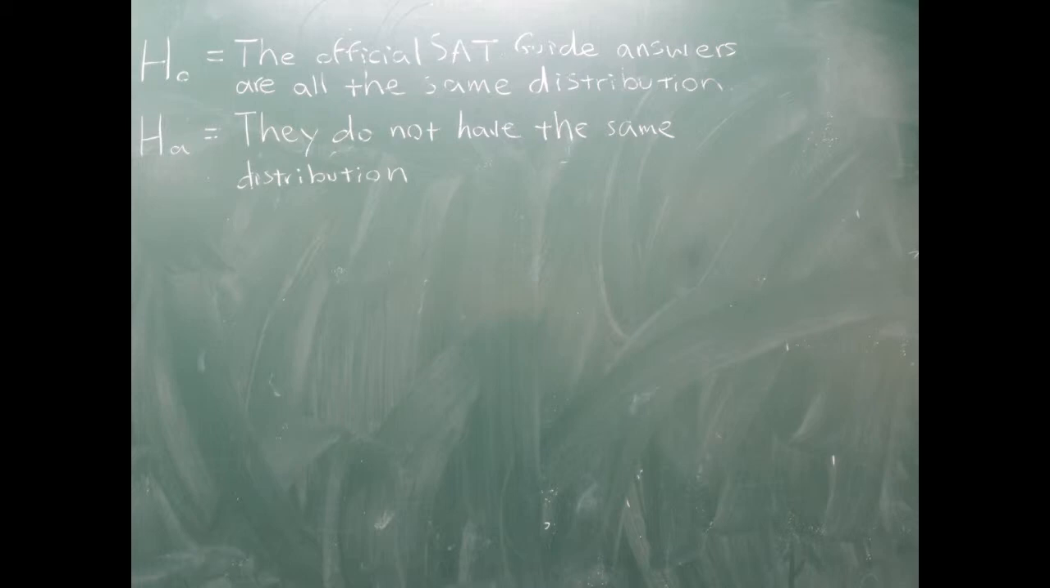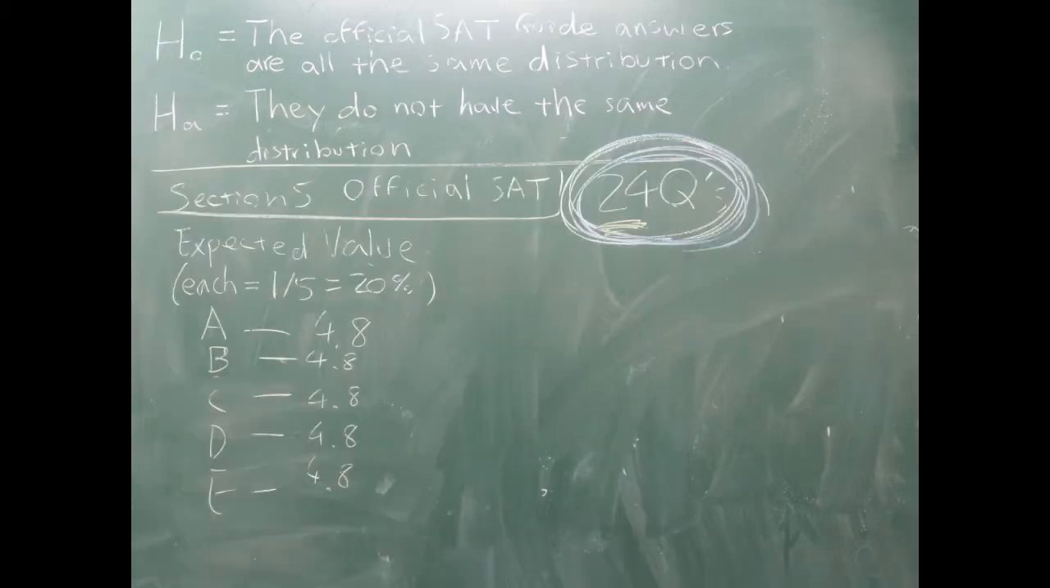I'm the professor. Today I'm here to explain the chi-square test for the SAT. So as you can see here, the null hypothesis says that the official SAT guide answers are all the same distribution, while the alternative hypothesis says that they don't have the same distribution, meaning that the probability of all the questions are not the same. The sample that we used was section 5 of the SAT. We used 24 questions for our test.